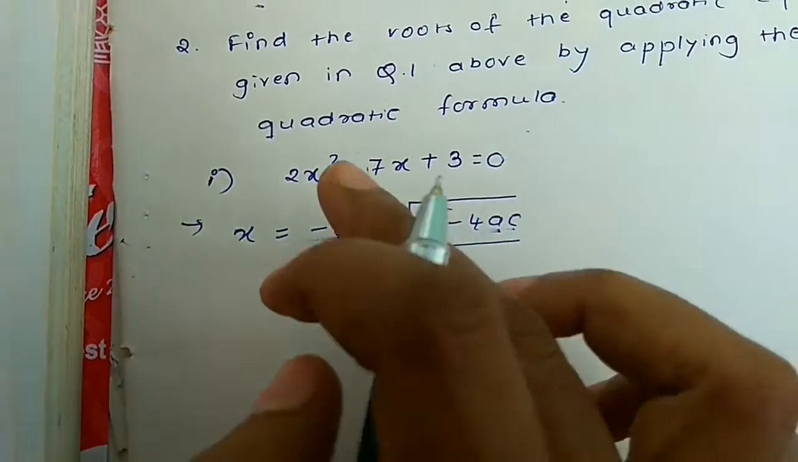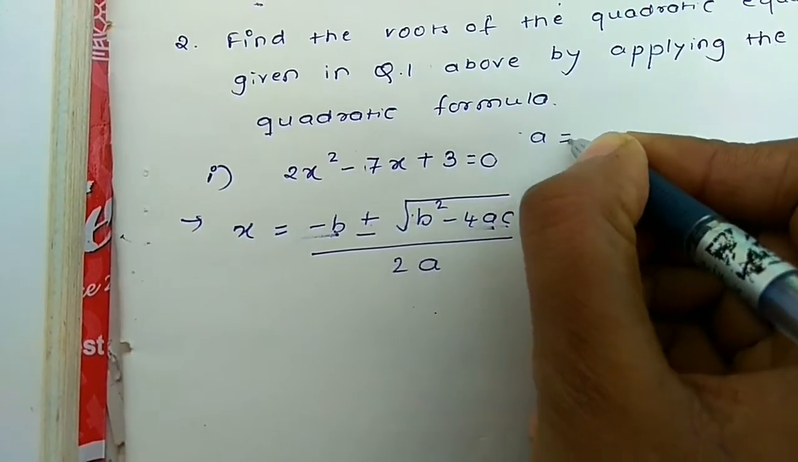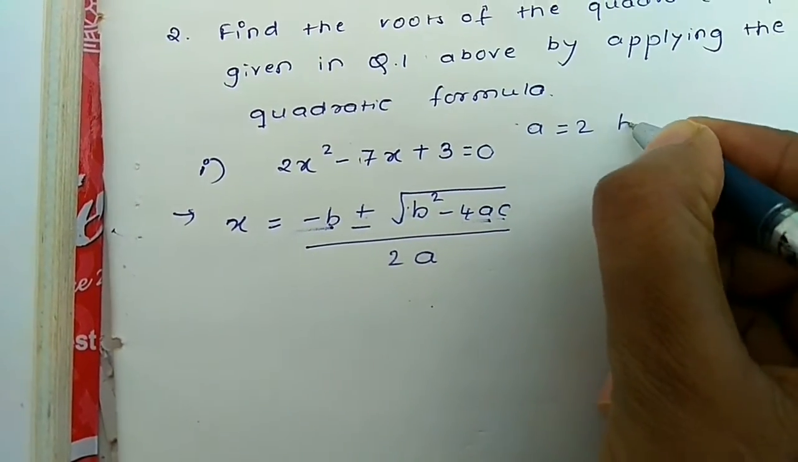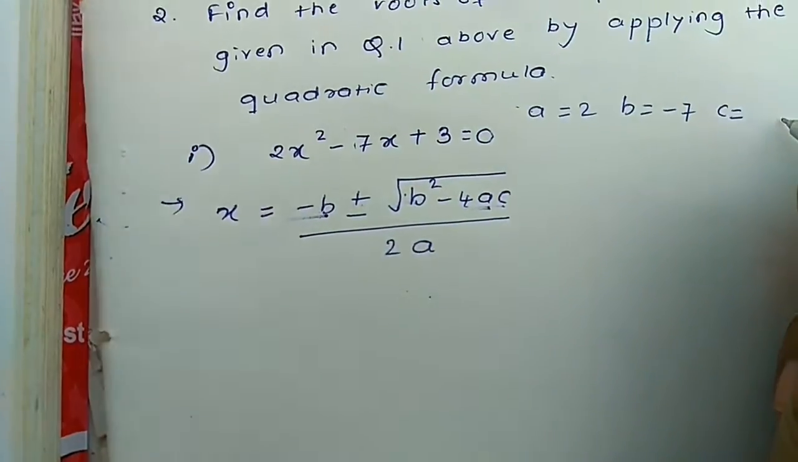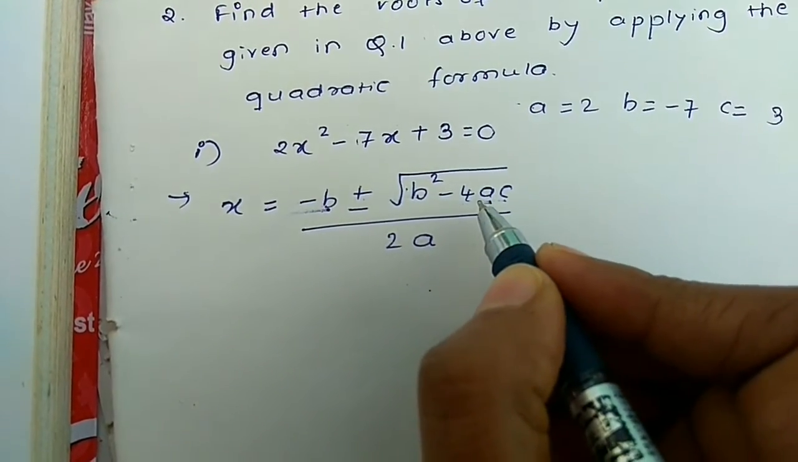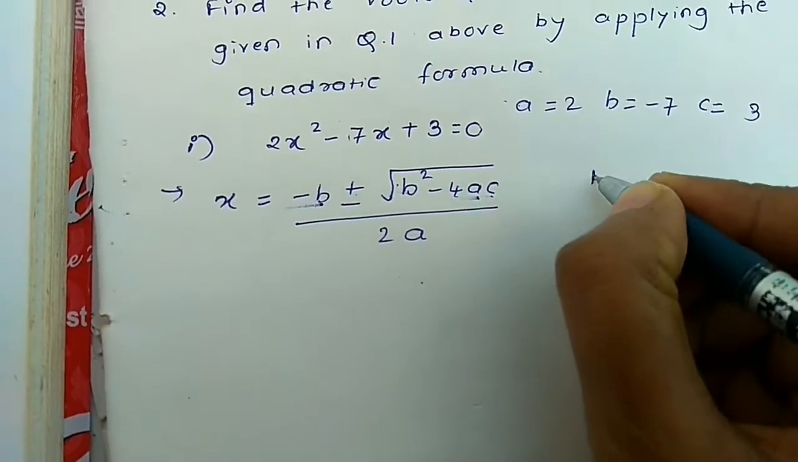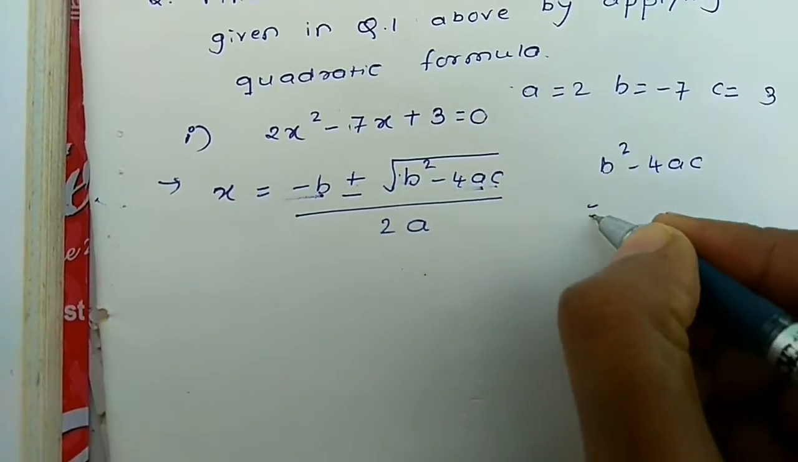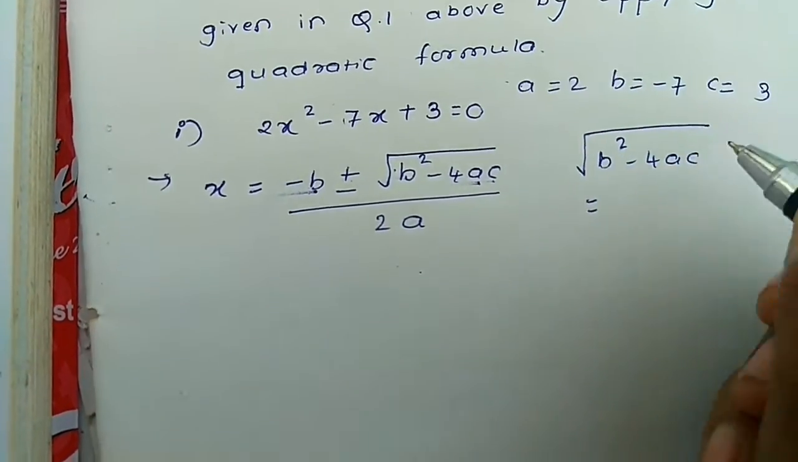Before writing the quadratic formula, you can write what a, b, c are, or later you can write them. a equals 2 here, that is the coefficient of x square. b is the coefficient of x, that is minus 7, and c is a constant, that is 3. First we will find this b square minus 4ac separately, so it will be easy to put the values in the formula.